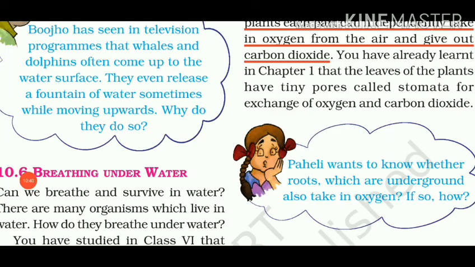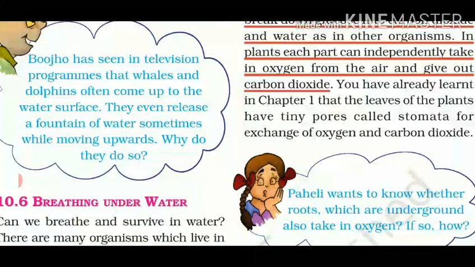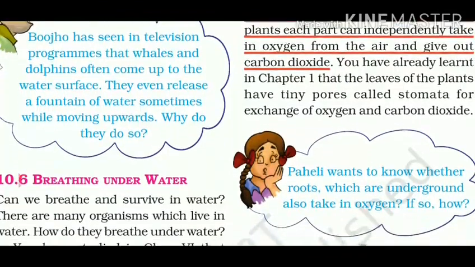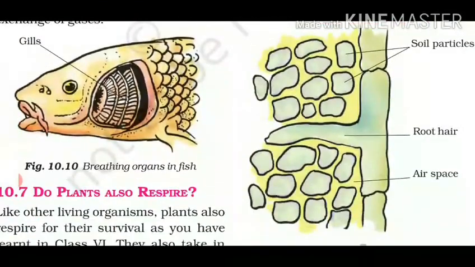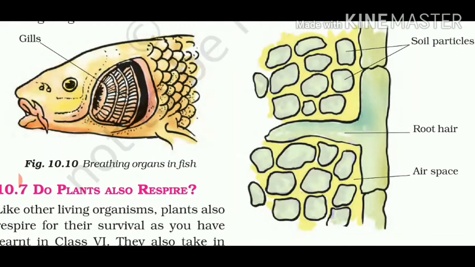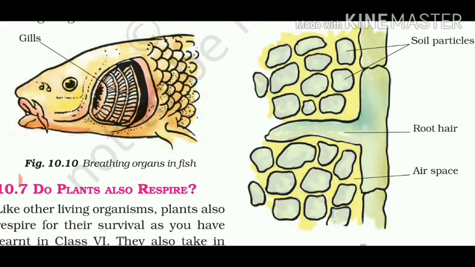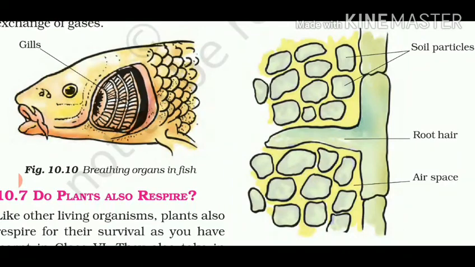And we have already learnt that leaves of plants have tiny pores called stomata for the exchange of oxygen and carbon dioxide. Like any other living cells of plants, root cells also need oxygen to carry out respiration, and thus they release energy for their own use.